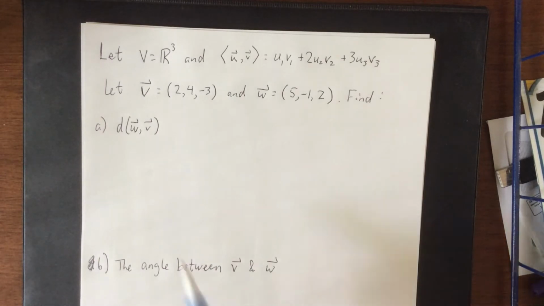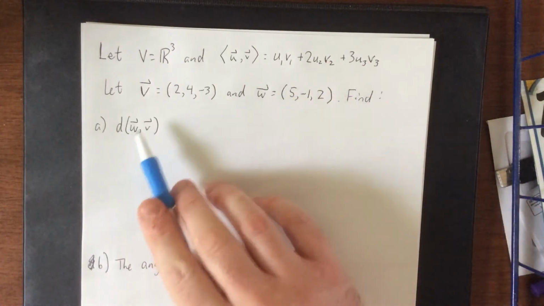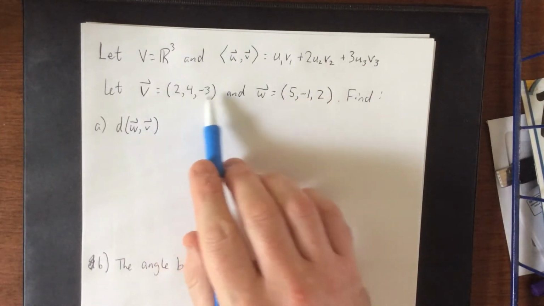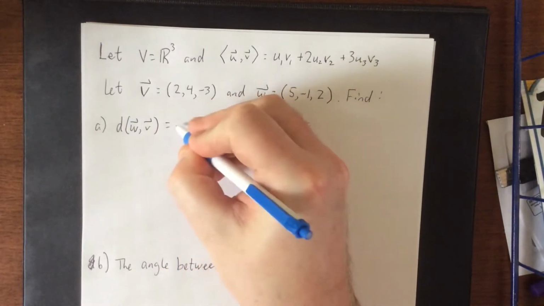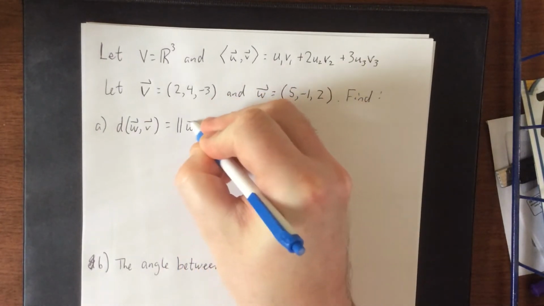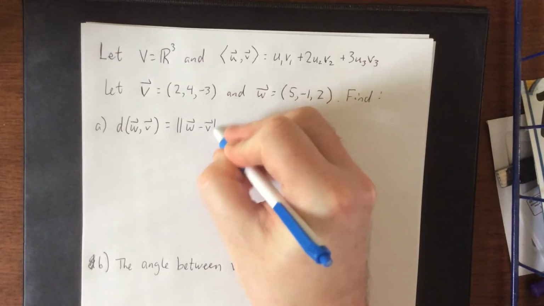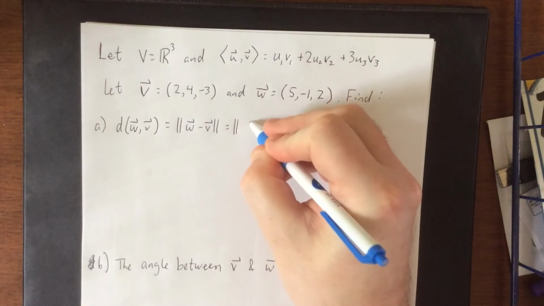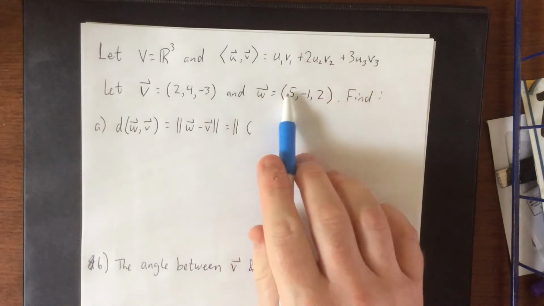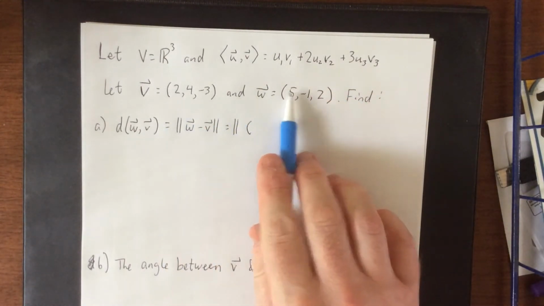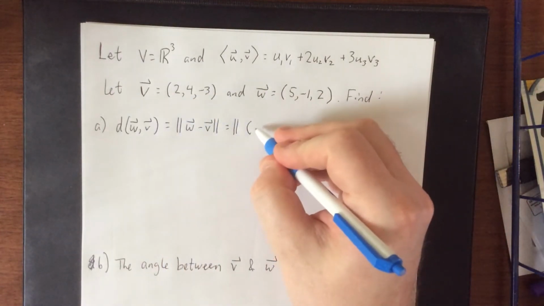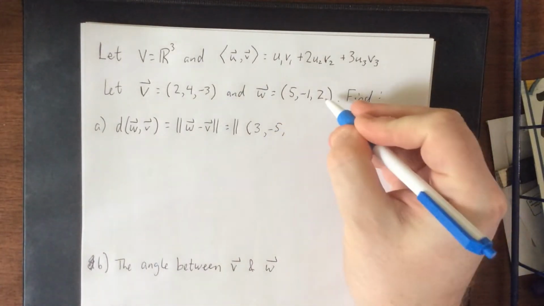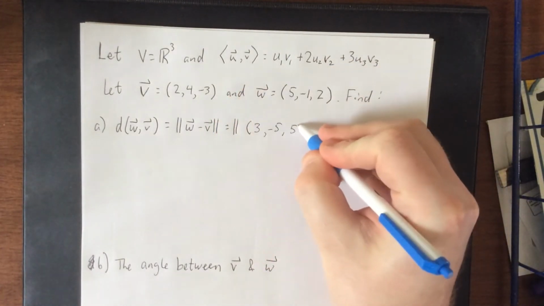So for part A, I would like to find the distance between vectors w and v, where w is the vector 5, negative 1, 2, and v is the vector 2, 4, negative 3. Now the distance between two vectors is defined as the magnitude of the difference of those two vectors. So first thing we're going to do is subtract these two vectors. Since we're doing w minus v, we'll go component by component. 5 minus 2, that'll be 3. Negative 1 minus 4 for negative 5, and 2 minus negative 3 for positive 5.